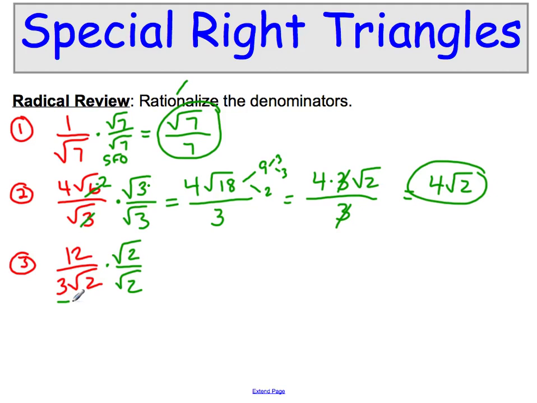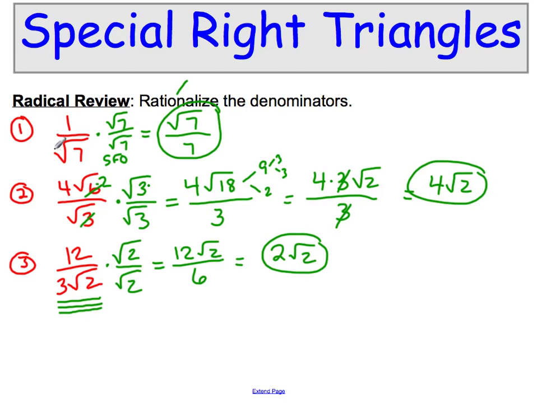A lot of teachers will just tell you, maybe because they don't know better, or maybe because it's just easier for them to tell you, to multiply by the entire denominator. That is not necessary. The only thing that's a problem is the square root of 2. So we'll multiply by the square root of 2. So it'll give us 12 times the square root of 2 on top, and 3 times 2 on the bottom, which is 6. At that point, 6 and 12 can simplify, and I'll just have 2 times the square root of 2. That's how we rationalize denominators.